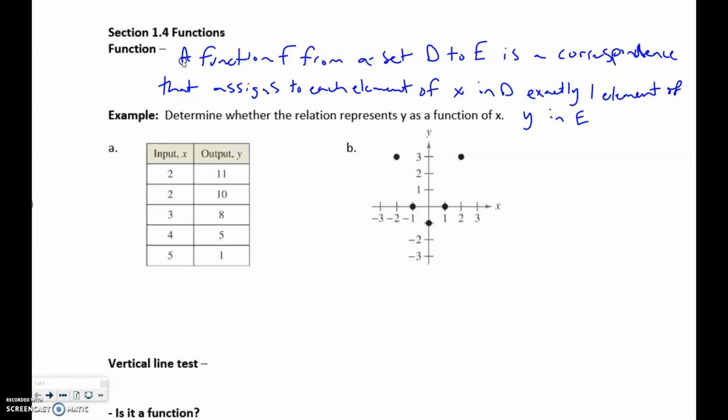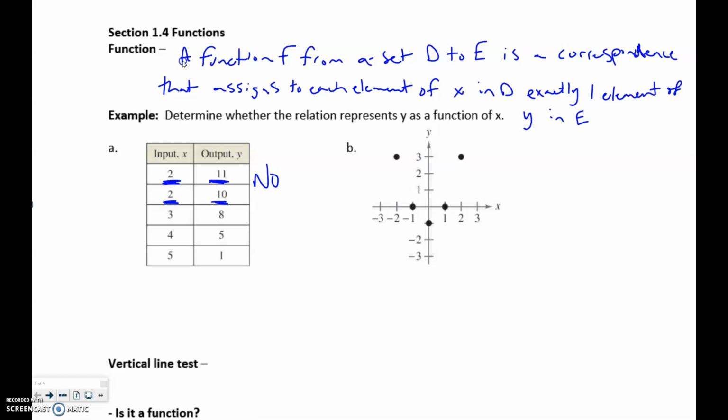In this first case with the table, we have an input of 2 and an output of 11, and another input of 2 and an output of 10. That cannot happen in a function. It's asking if it represents a function of x, and this is a no, because x's repeat. So each x has to be unique. Y's can repeat, but x's can't.